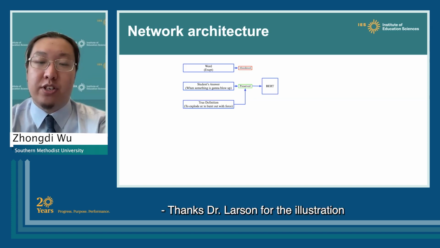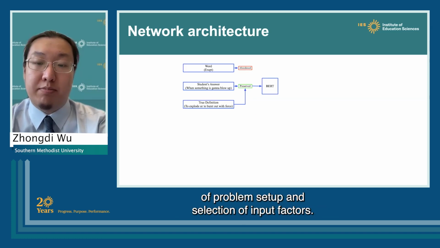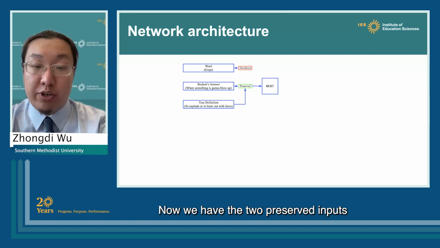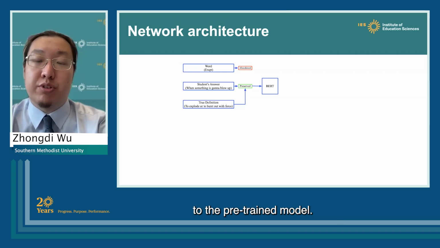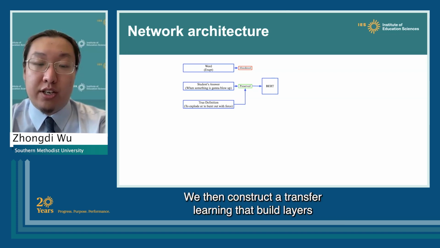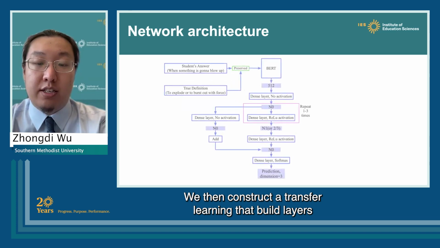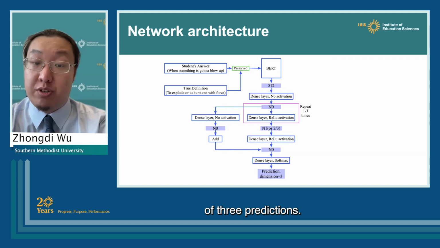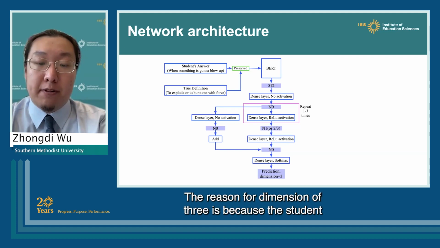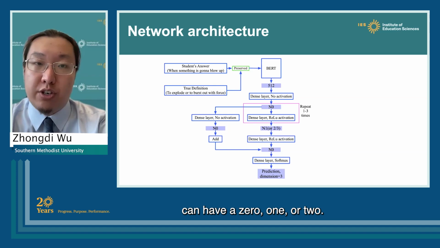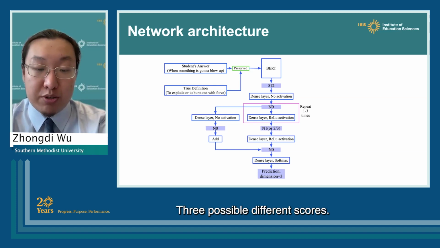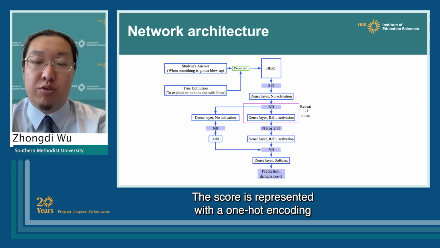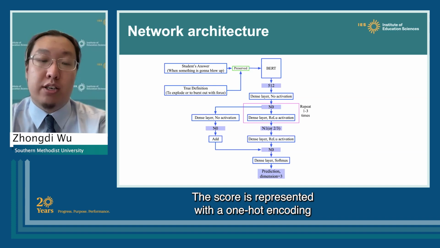Thanks, Dr. Larson, for the illustration of problem setup and selection of input factors. Now we have the two preserved inputs to the pre-trained model. We then construct a transfer learning model that builds layers of neural network that leads to a dimension of 3 predictions. The reason for dimension of 3 is because the student can have a 0, 1, or 2, 3 possible different scores. The score is represented with a 1-hot encoding for training and prediction.